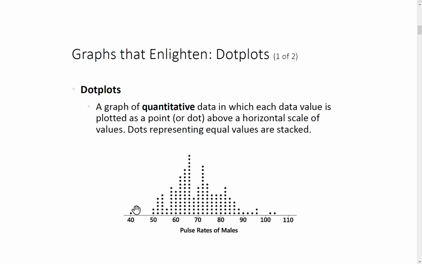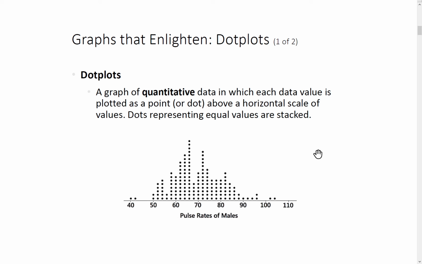The second one might be 41, and here you can see two dots above 50. That means 50 is repeated two times, so 50, 50, and then 51 is repeated 1, 2, 3, 4, 5 times. Keep going like this. So that represents pulse rates of males. So this is the dot plot.